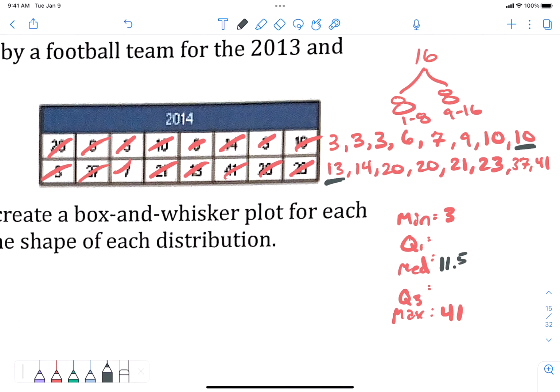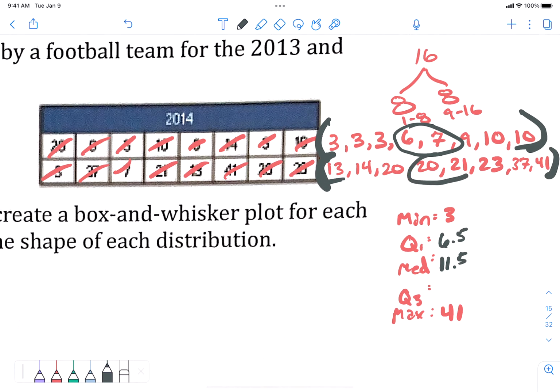Right? Q1. Do we cross out the 10 and the 13 or do we keep them? Keep them. Right? We don't cross them off unless that was the exact middle number that we used. 3 to 10, my 2 middle numbers are 6 and 7. 6.5. Now 13 to 41, my 2 middle numbers are 20, 21. 20.5.